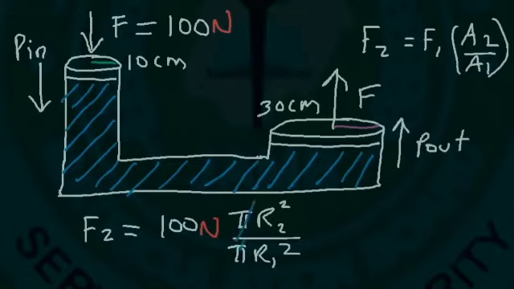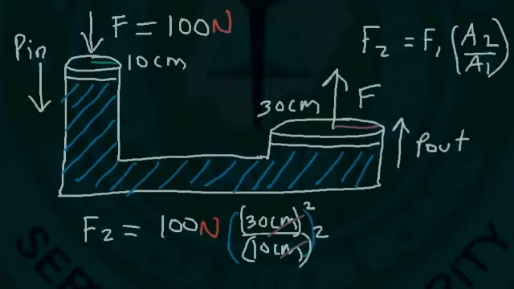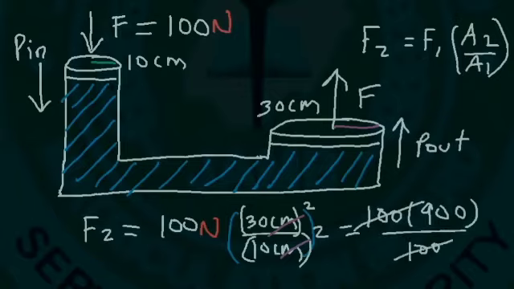Now we can cancel the pi values. So simply the ratio of the radius of those two circles. So R2 is 30 centimeters, but we need to square it. R1 is 10 centimeters, and we need to square it as well. So the unit centimeters will cancel. We don't really need to change it to meters. So it's 100 times 30 squared, which is 900, divided by 10 squared, which is 100. So F2 is equal to 900 newtons.